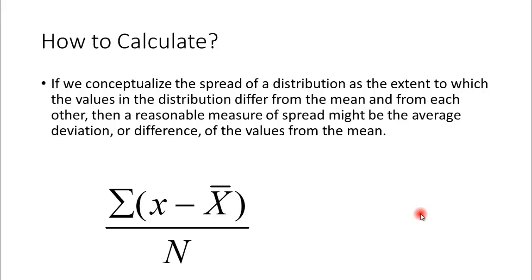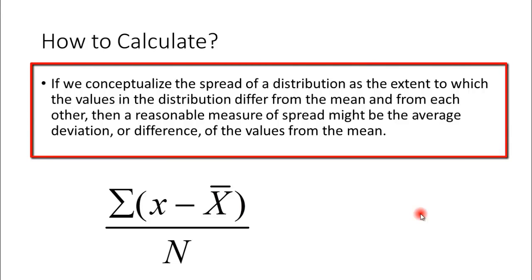How do we calculate variance? If we conceptualize the spread of a distribution as the extent to which the values in the distribution differ from the mean and from each other, then a reasonable measure of the spread might be an average deviation or difference of the values from the mean.